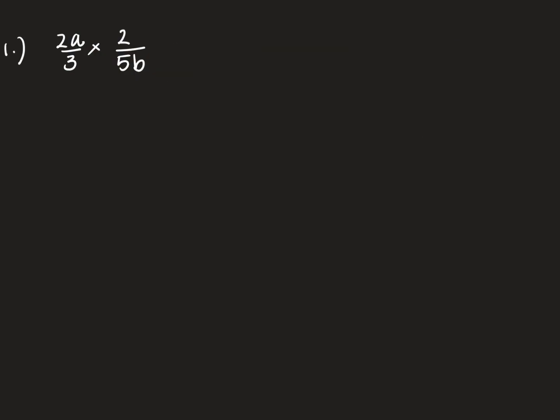Okay, and here is another 5. Press pause on the video. Okay, what have we got here? The first one, multiplication. I just multiply across the top. 2a times 2 is 4a. Multiply across the bottom, 15b.